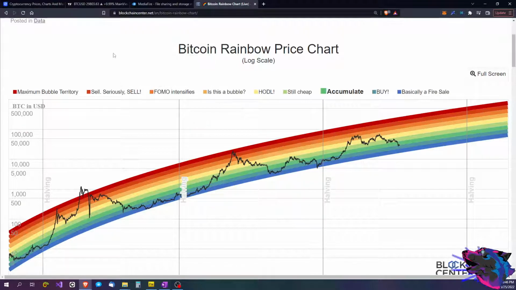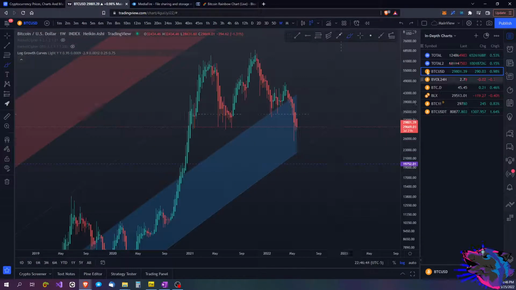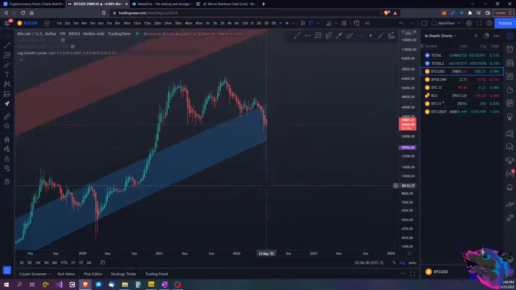If you want to know where this is, it's blockchaincenter.net/en/bitcoin-rainbow-chart. And I'll throw a link in the description, as well as you can always go back and check out the older video that I did. I talked about the bull market support band, I think, and these logarithmic curves and the rainbow chart, all in one video. This is just basically an update on what the price is looking like in relation to these.